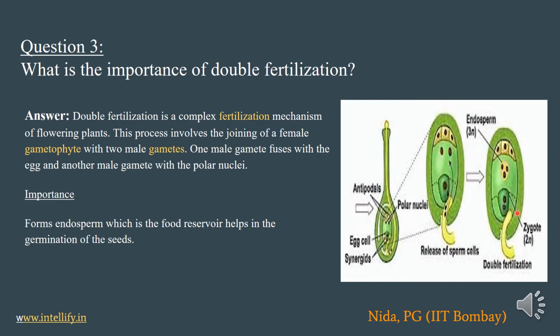One male gamete fuses with the egg over here and another male gamete fuses with the polar nuclei. After fusion with the egg, it will form a zygote, that is a diploid structure, and with the fusion of polar nuclei, it will form endosperm, that's a triploid structure, 3N. The importance of double fertilization is the formation of endosperm that acts as a food reservoir for the germination of the seeds.